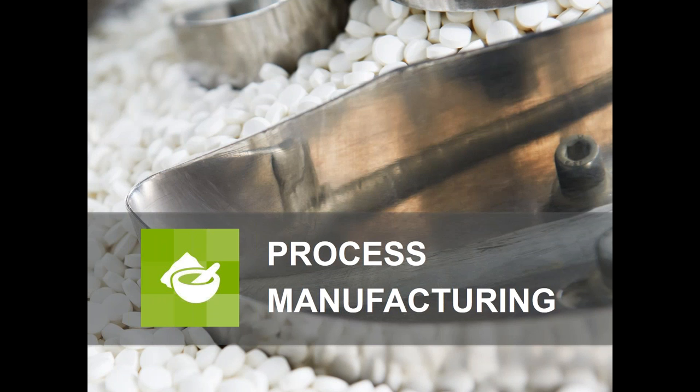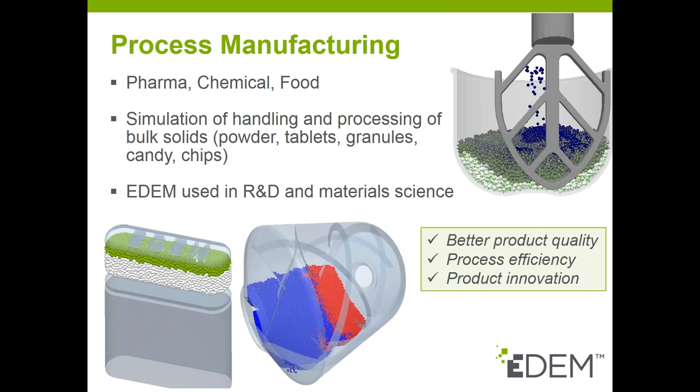EDEM has also been used by top-tier process manufacturing companies to optimize the performance of bulk solids handling and processing equipment, improving unit performance, controlling product consistency and quality, and also driving both product and process innovation. Examples of this industry would include the pharmaceutical, the chemical, and the food processing industries. The mixing and the blending of materials is often investigated in batch and in continuous systems. EDEM can also be used for R&D into new material types and new processes.